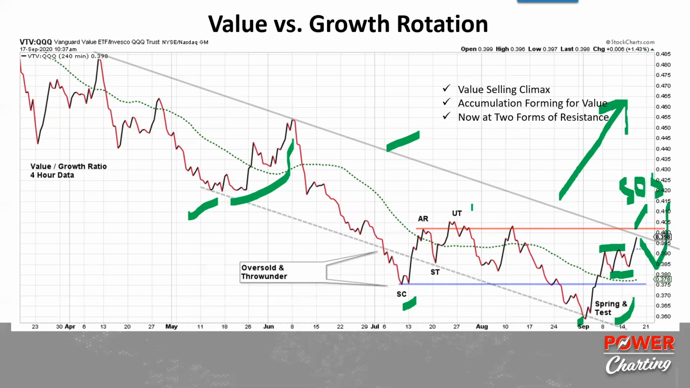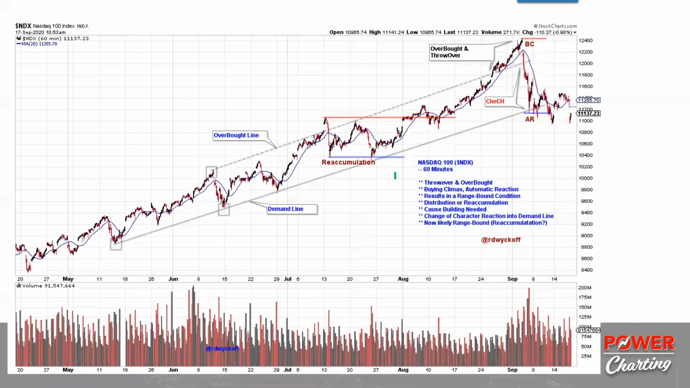So let's go look at some other stocks to see whether or not there could be evidence of rotation occurring in other places. Here is the Nasdaq 100. You've seen this chart repeatedly, and this particular chart goes through the 17th today, as we're talking about this 60-minute data, and this is a demand line under the market that establishes the trend. Well, we started to talk about this chart right here. Well, this was an overbought buying climax condition and a failure.